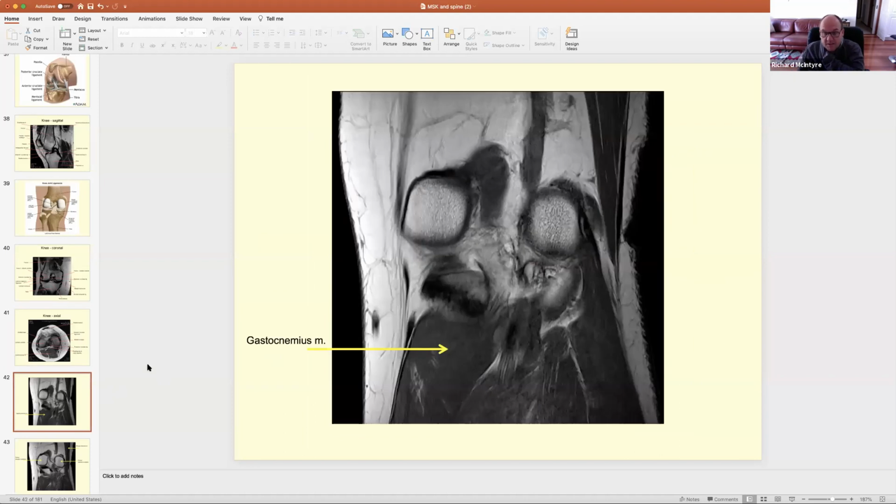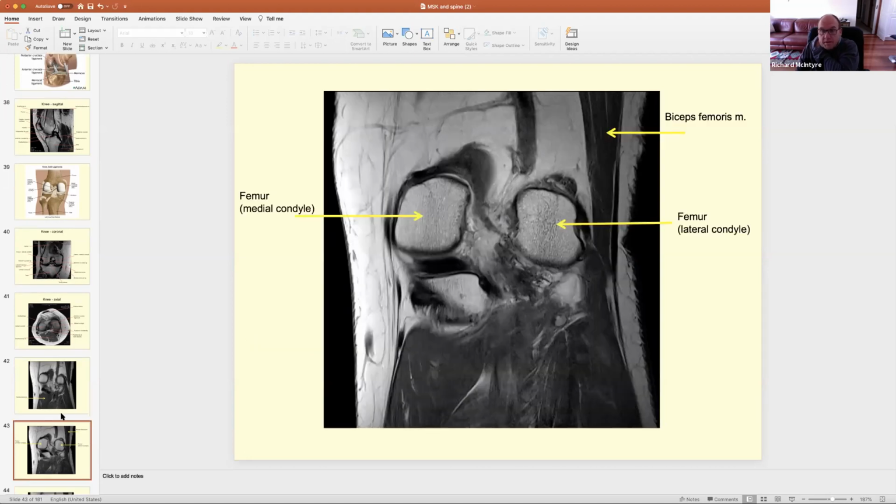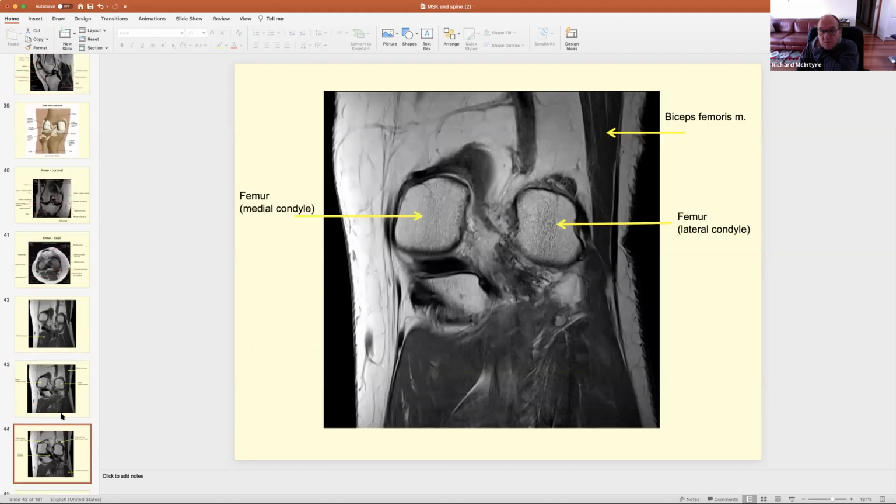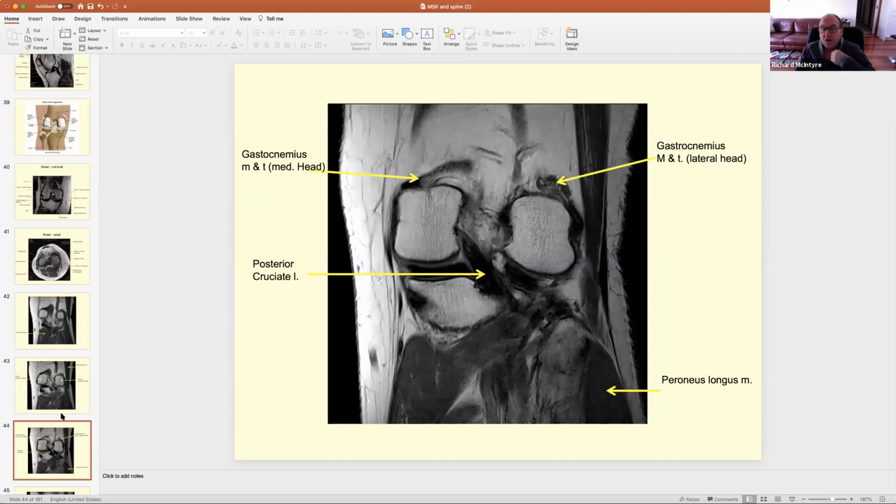So gastrocnemius muscle, we can see there, iso-intense, it's a muscle. Okay, so you compare it to the other muscles, you compare it to the fat, and you compare it to the bone. Okay. And you can compare it to the ligaments. Biceps femoris muscle. So obviously you're going to have to learn your anatomy. Okay, if you're going to identify these structures, it's important that you learn your anatomy.